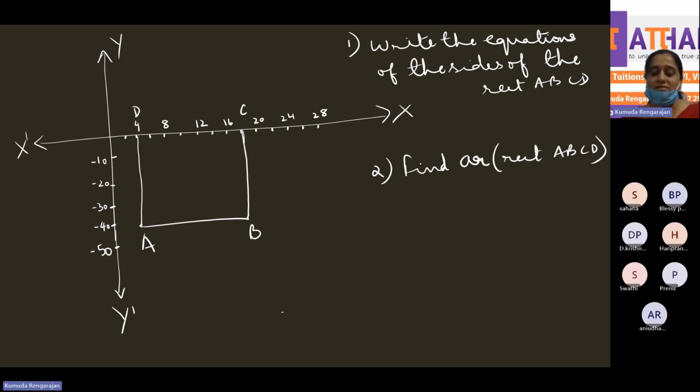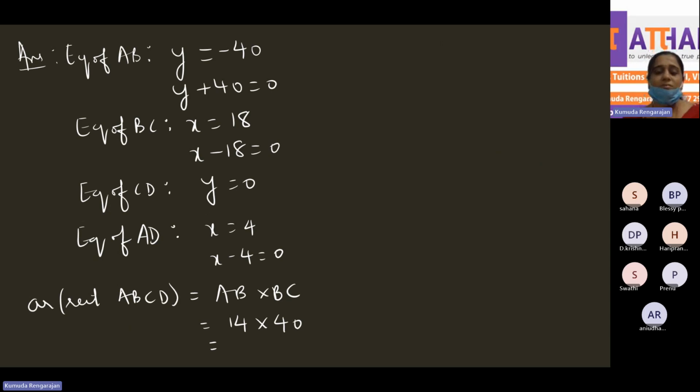Breadth is 40. Don't take negative 40. It's not minus 40. Length is positive. So 14 into 40. 560. 560 square units.